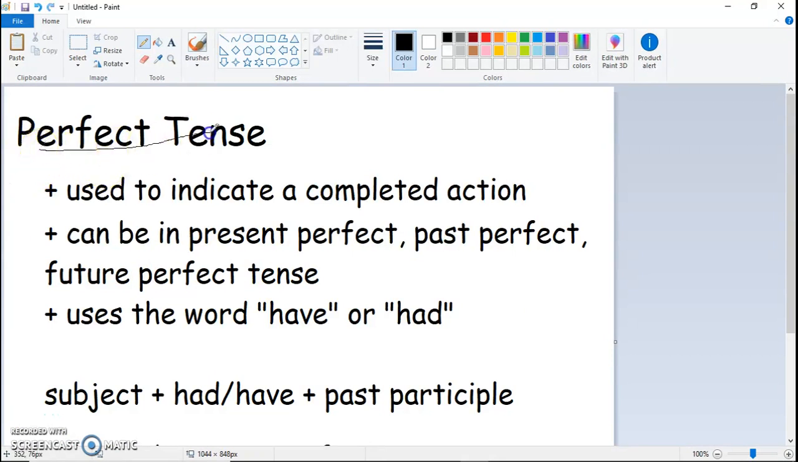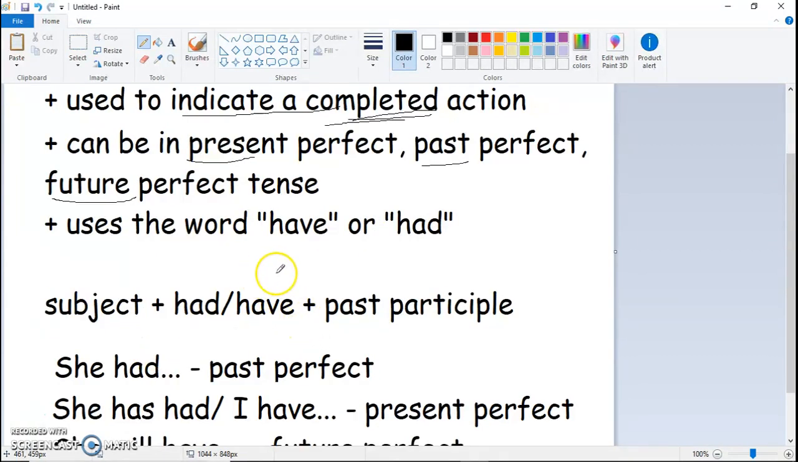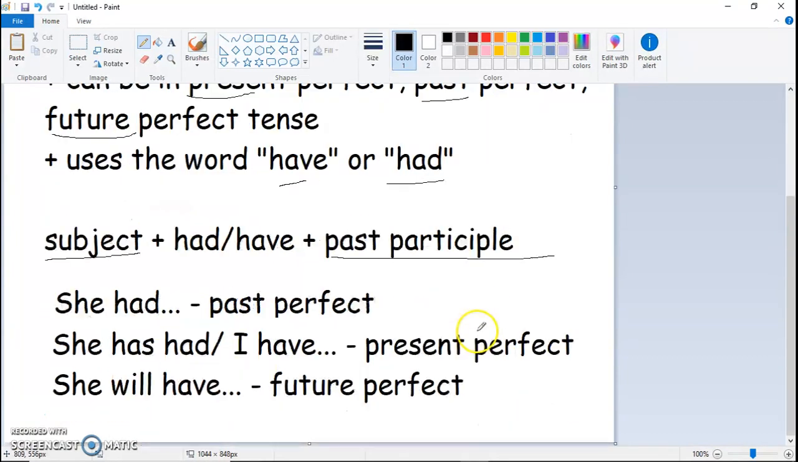So lastly, we have the perfect tense, which represents an action that has been completed, and we can use the perfect tense in the present, past, or the future. Although to use this, we have to use the words have or had, along with the subject and a verb in its past participle form. So there are three ways we can do this. We can use a subject with the word had after it, which will put it in the past perfect. We can add she has had, which will represent something in the present tense, but it's happening continuously. And we have I have, which also represents something in the present tense.